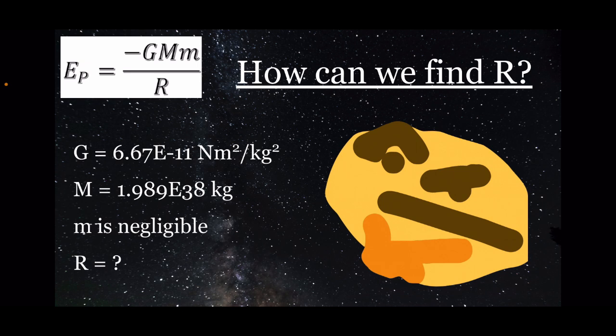little m over R. G, which is our gravitational constant, is equal to 6.67 times 10 to the negative 11th. Big M, which is equal to the mass of the supermassive black hole, is 1.989 times 10 to the 38th. And little m, which is representative of the mass of the Endurance, is negligible in this case due to its relatively small mass compared to that of Gargantua. This leaves us with one unaccounted for variable, which is R, or the distance between the centers of our two masses. So how can we find R?